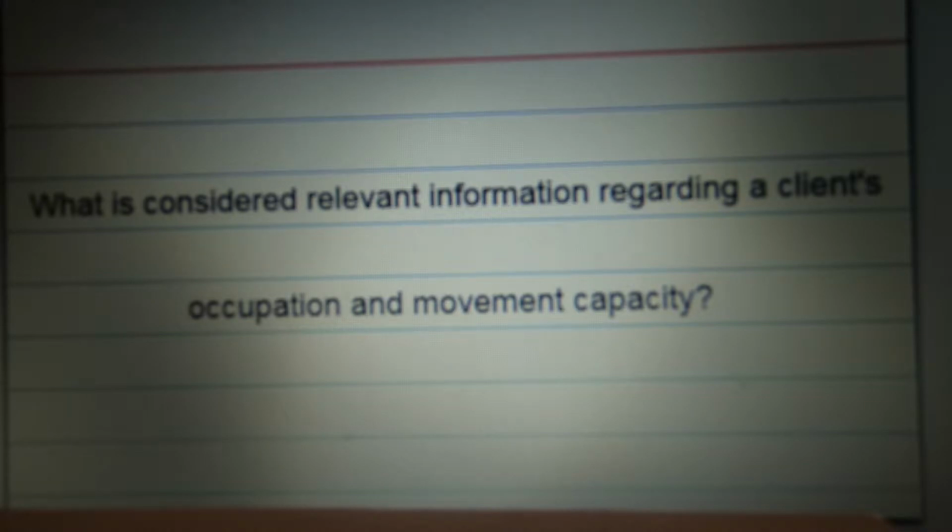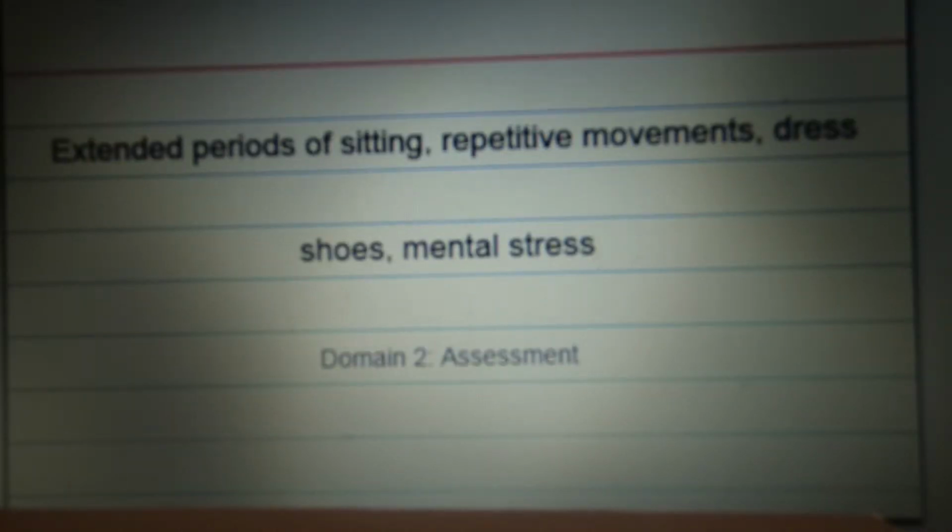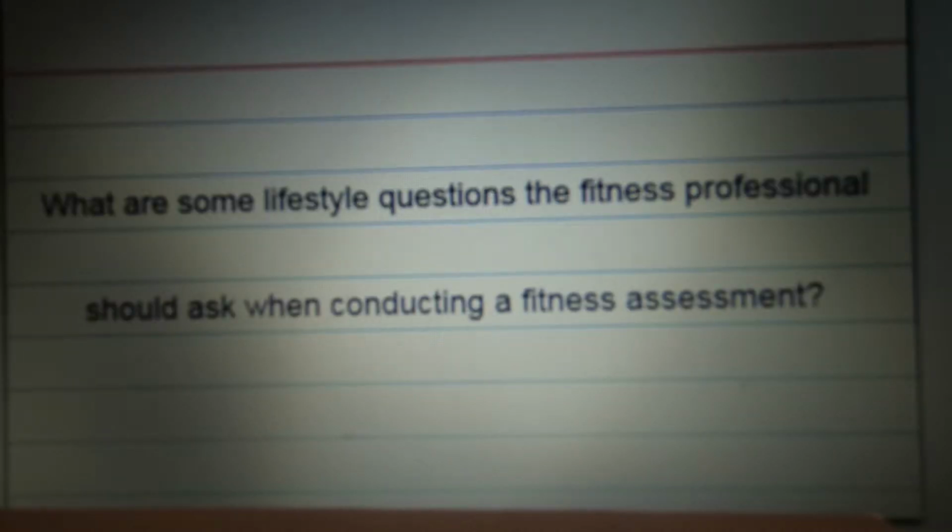Movement capacity and potential repetitive movements. What is considered relevant information regarding a client's occupation and movement capacity? Extended periods of sitting, repetitive movements, dress shoes, mental stress. What are some lifestyle questions the fitness professional should ask when conducting a fitness assessment?